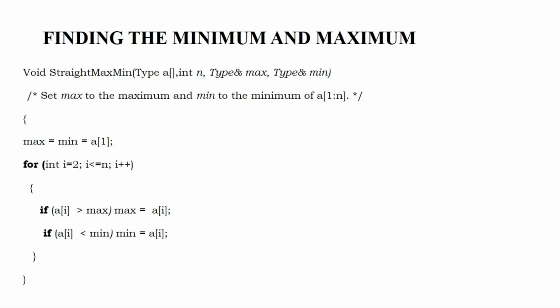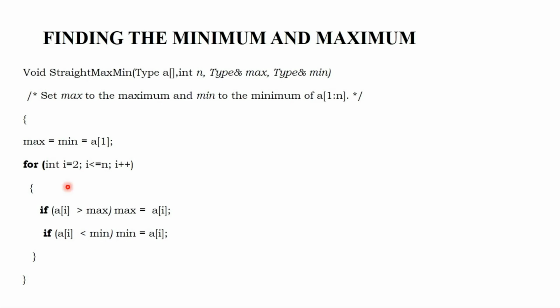Welcome back. Let us see how to find the minimum and maximum element from a given set of n elements by using the divide and conquer approach. Generally, if we follow the straightforward approach, that is without using the divide and conquer method, as illustrated in this function straight max min, we have to use the for loop.